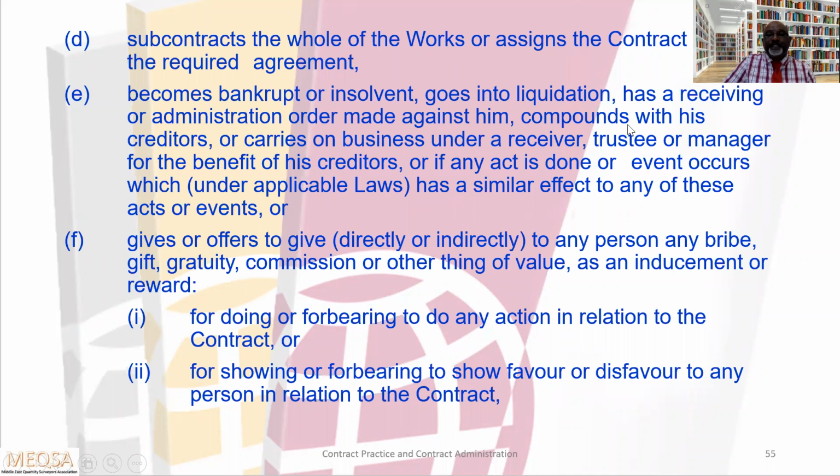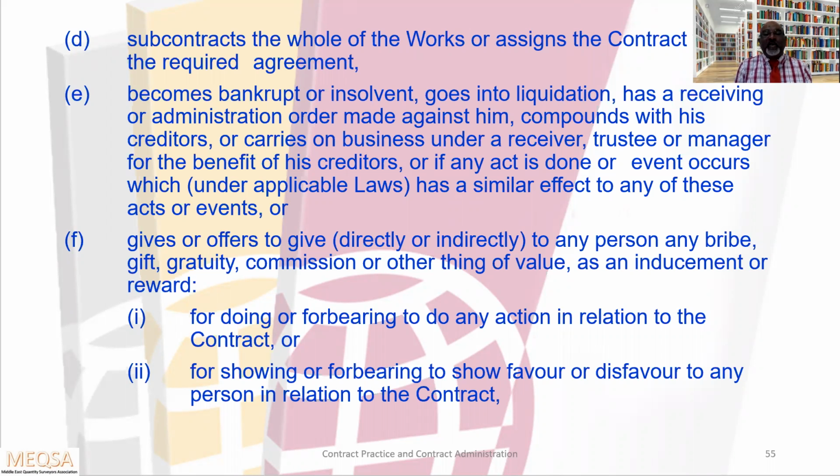D. Subcontract the whole of the works or assign the contract without the required agreement. He can subcontract some part of the works with the approval of the engineer. If he subcontracts the whole of the works or assigns the contract without agreement, the employer has an entitlement to terminate the contract.